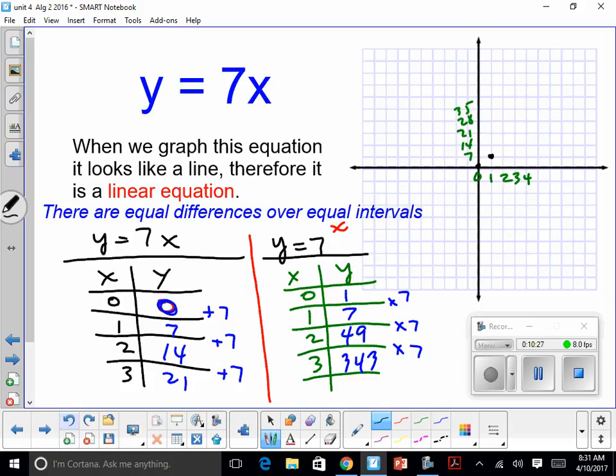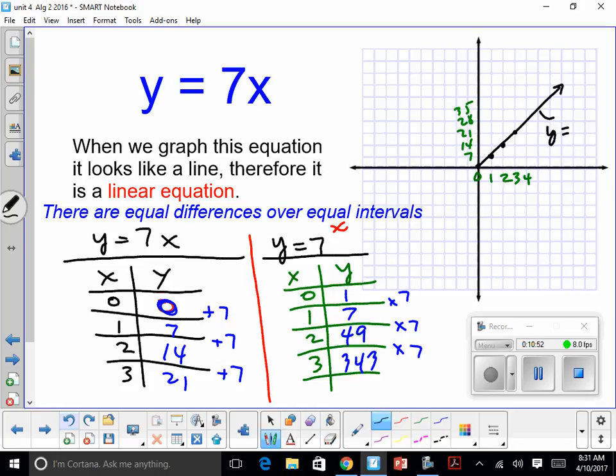2, comma 14. Notice it makes a line. I'm going to write the word linear over here, and then 21. So technically, if I were connecting this, it'd be a straight line. I write down the formula, and I'd want you to do exactly the same thing I'm doing. Y equals 7x. I'll pause to give you a moment.